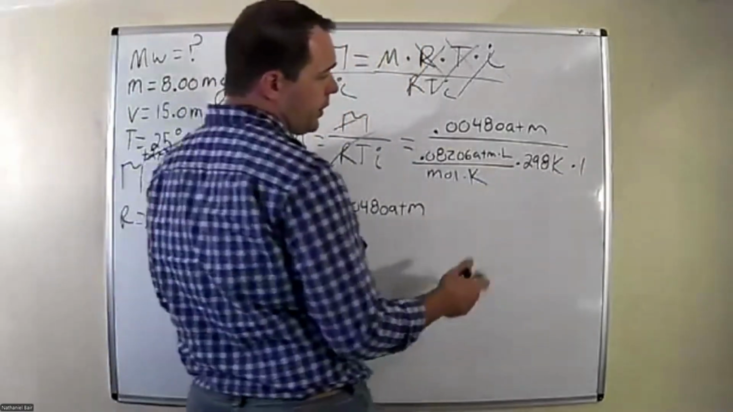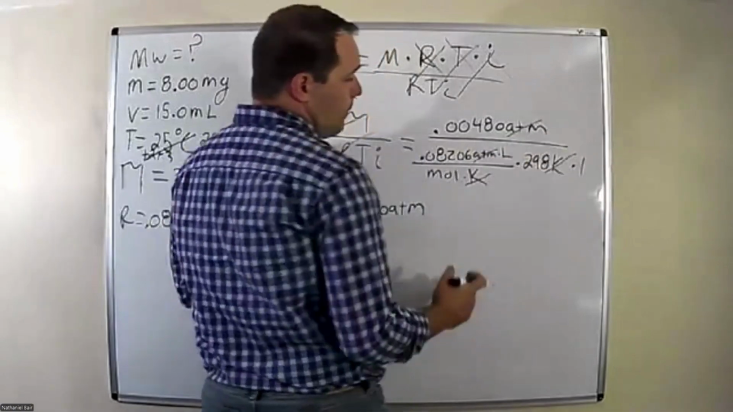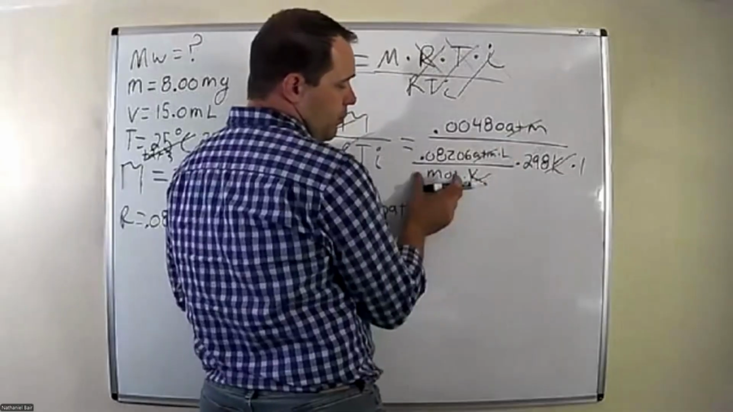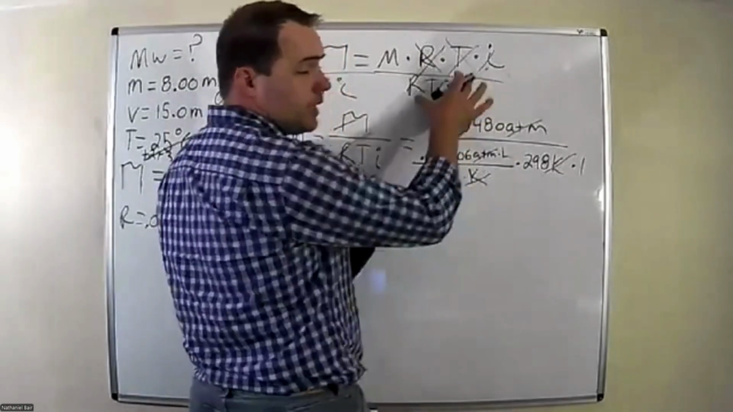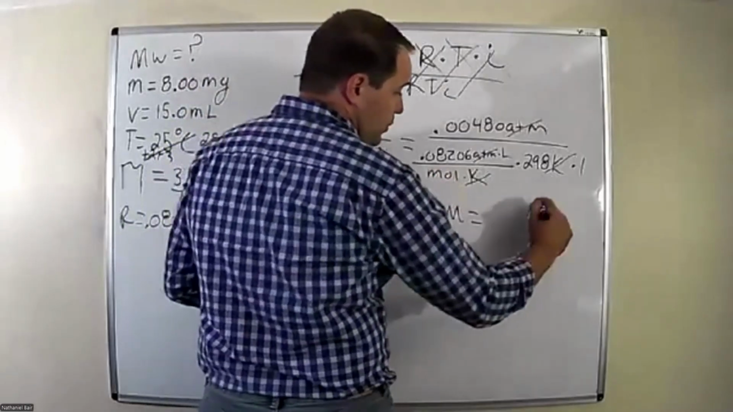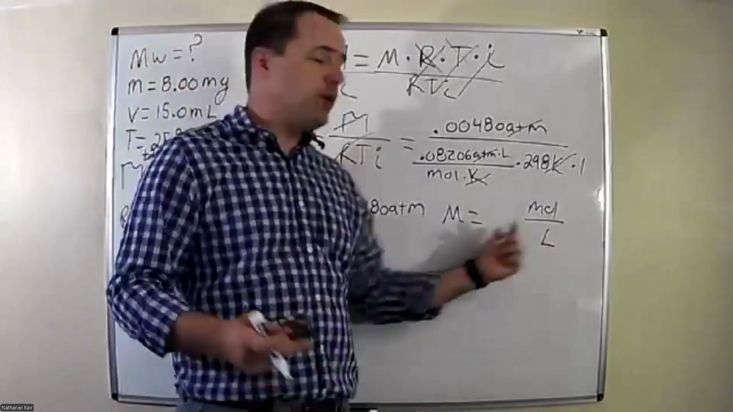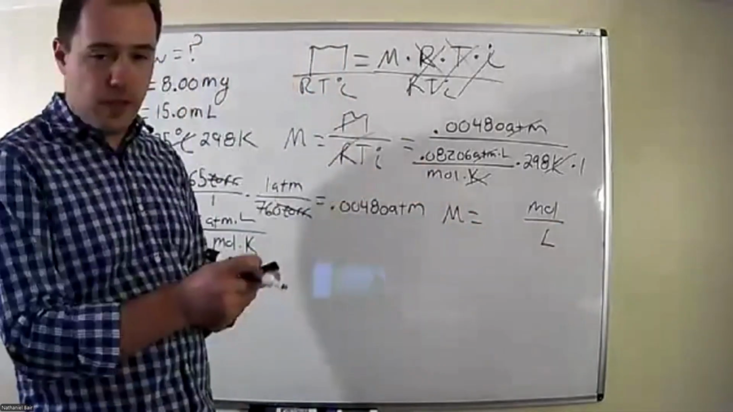Take a look at what's going to happen here. It's pretty awesome. Atmospheres cancels out. Kelvin cancels out. We're left with liters in the denominator, and moles is in the denominator of a denominator, which means it belongs in the numerator. So when we calculate this, we're going to end up with units of moles per liter, which is awesome because that's what molarity is.